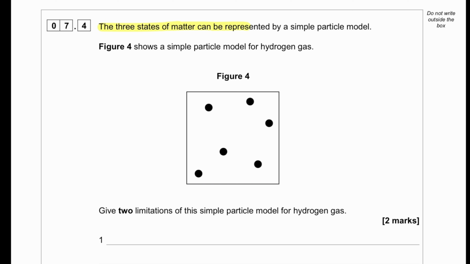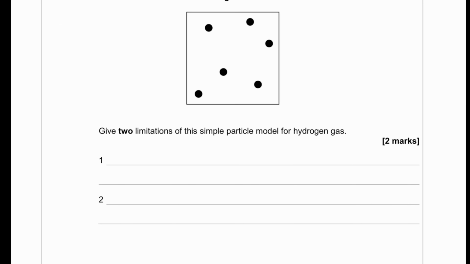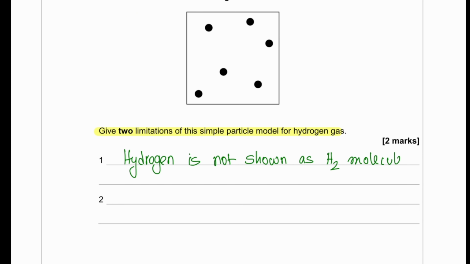The three states of matter can be represented by a simple particle model. Figure 4 shows a sample model for hydrogen gas. Give two limitations of the simple particle model for hydrogen gas. Hydrogen is not shown as H2 molecules, all right? And the second limitation we would say is that the particles are shown as just spheres, okay?